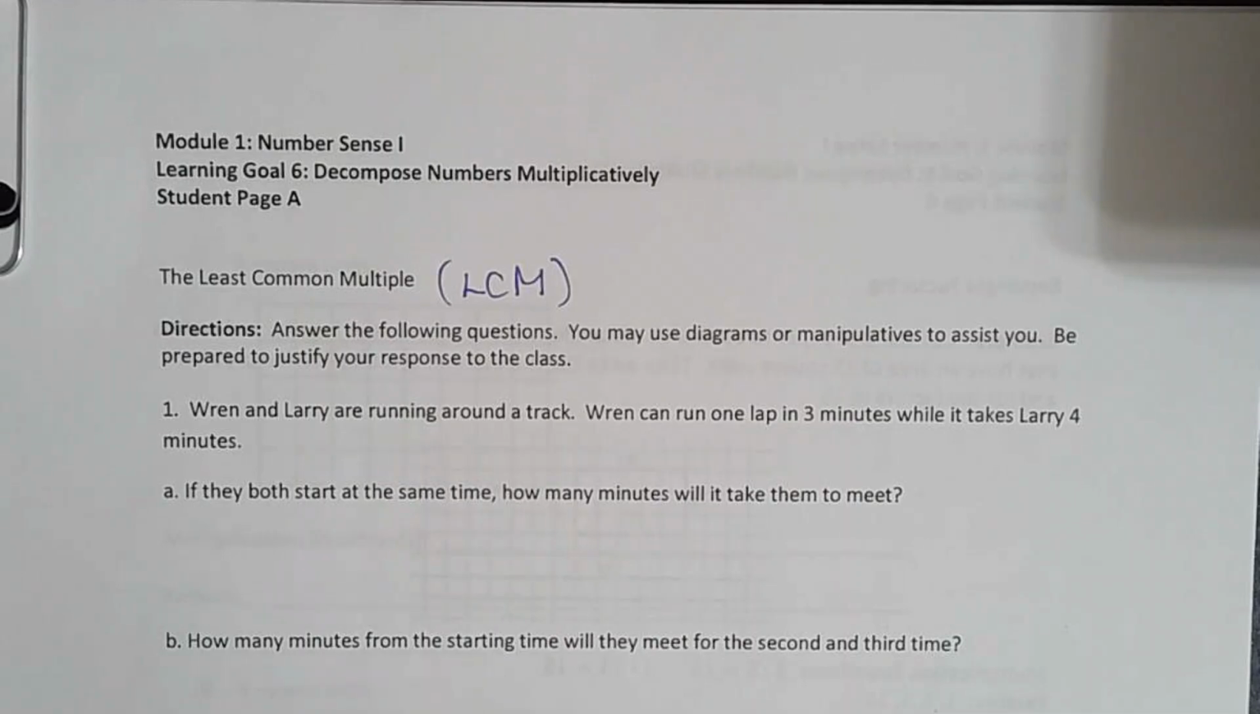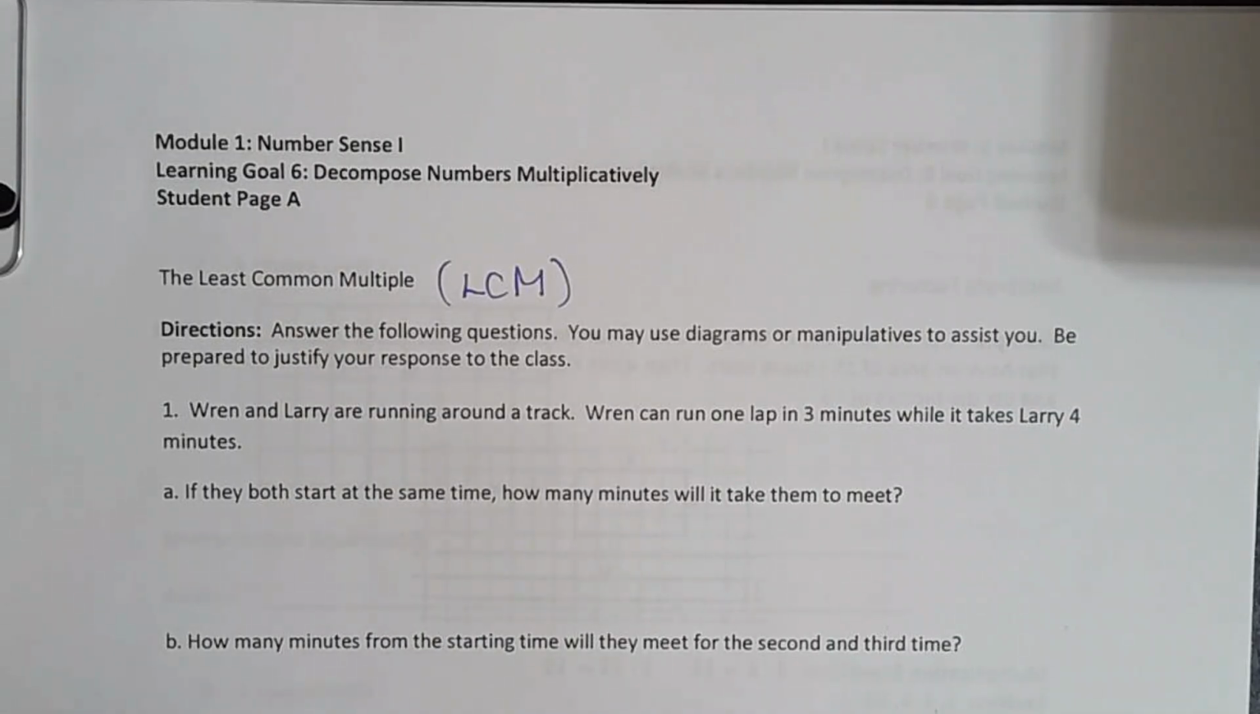So the first one, Ren and Larry are running around a track. Ren can run 1 lap in 3 minutes, while it takes Larry 4 minutes. If they both start at the same time, how many minutes will it take for them to meet?